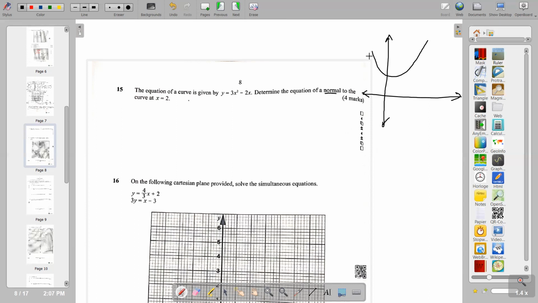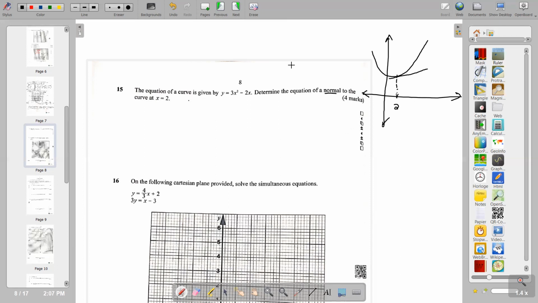So we have a topic in form 3 known as graphical method. For that one, now we want to find the gradient at x is equals to 2. So here you have x is equals to 2. You're going to draw that dotted line, and then you're going to draw a tangent at that point, a straight line. You find the gradient for the tangent. It will give you the gradient of that curve at x is equals to 2.